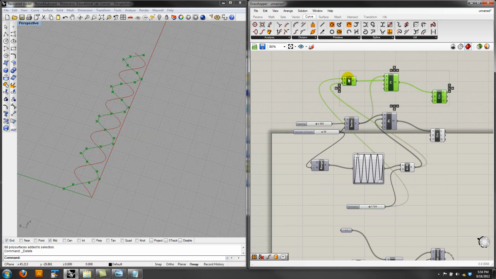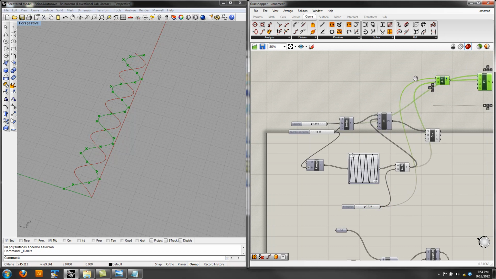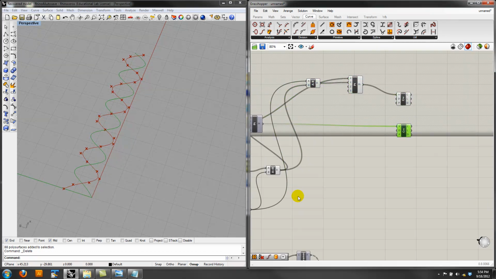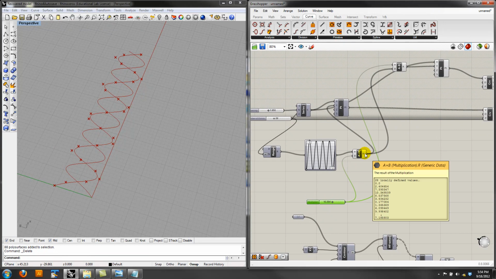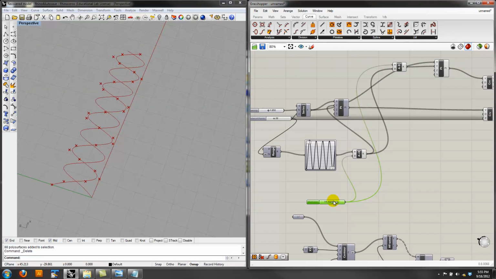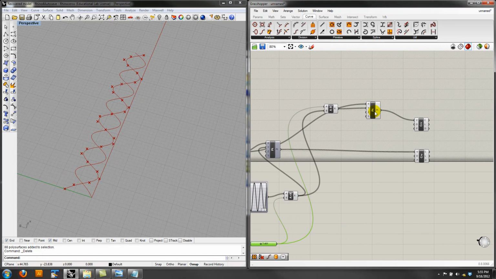Okay, so we kind of experimented with this a little bit, but that's pretty sound. So the multiplier is actually what's affecting it. So we subtract the output here. We're subtracting the output from the multiplier, and that's actually giving us the negative curve. So that's what this other curve is. Let's go ahead and hide this.